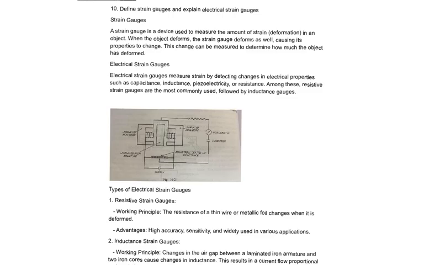So the next topic is to define a strain gauge and explain the electrical strain gauge. As we all know, a strain gauge is a device used to measure the amount of strain in an object. When the object deforms or is strained, the strain gauge deforms as well, causing its properties to change. The change can be measured to determine how much the object has deformed.